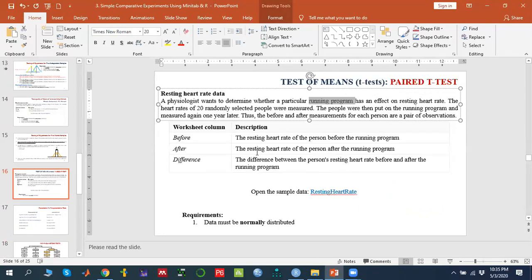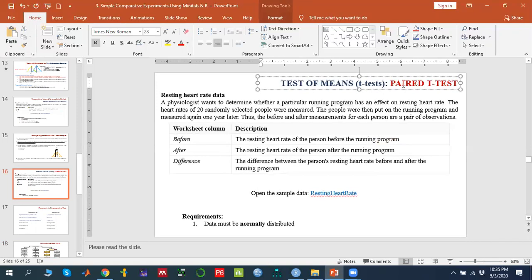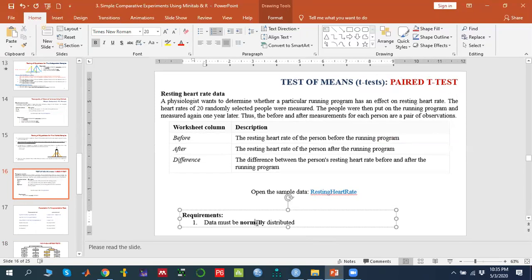So they have taken the resting heart rate of each person before running that program, then they have conducted a running program, and from the same population they have taken the resting heart rate of the persons again. And now they want to check whether that running program is effective or not. In order to apply this testing of hypothesis of mean for the paired t-test, the only assumption is that the data must follow the normal distribution.